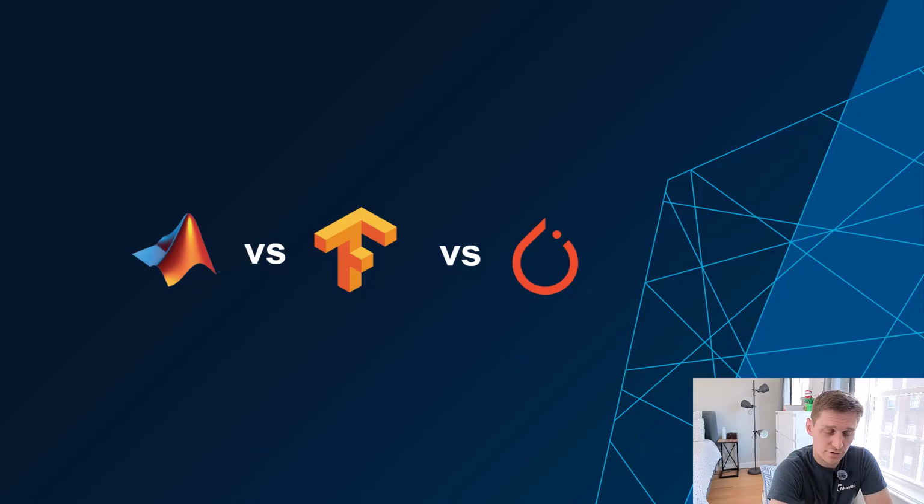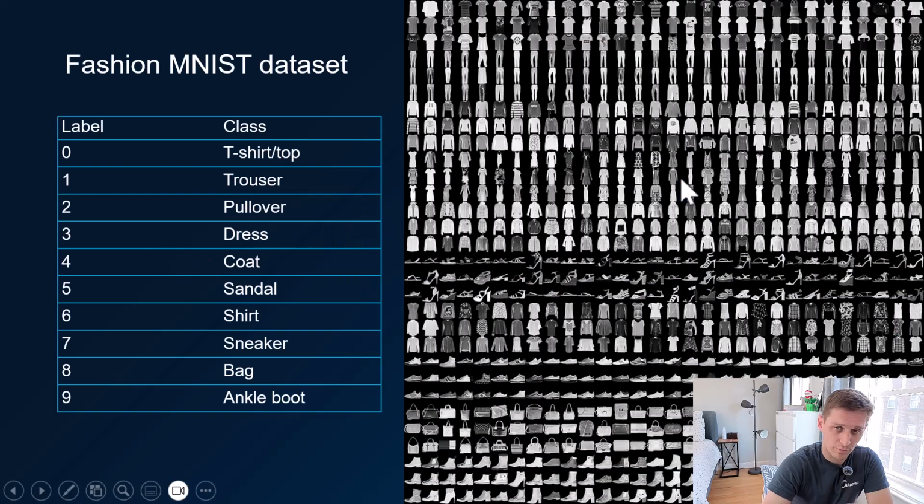Today we'll be looking at different deep learning frameworks, comparing MATLAB to TensorFlow and PyTorch. For this, I'll be using a very basic example, which is essentially the quick start tutorial for both TensorFlow and PyTorch, called the Fashion MNIST. It's a dataset containing 10 classes of different clothes, shoes, handbags, t-shirts, and so on.